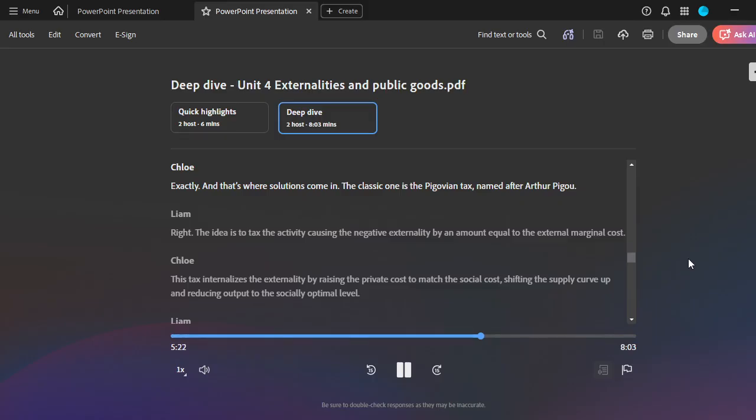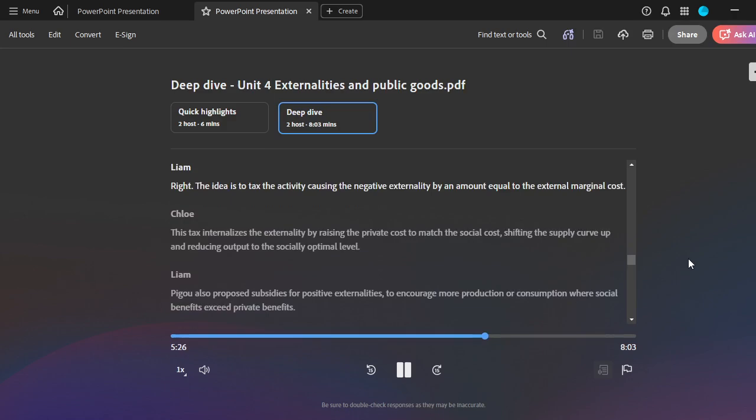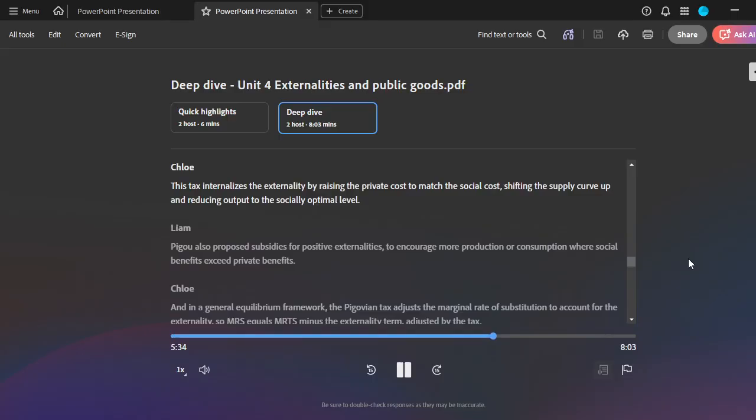The classic one is the Pigovian tax, named after Arthur Pigou. Right. The idea is to tax the activity causing the negative externality by an amount equal to the external marginal cost. This tax internalizes the externality by raising the private cost to match the social cost, shifting the supply curve up and reducing output to the socially optimal level.